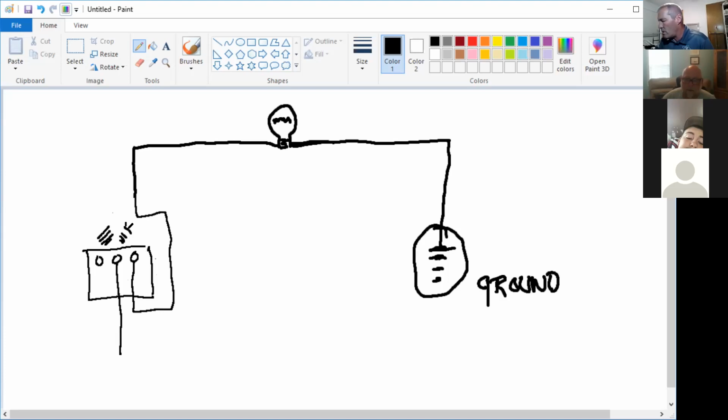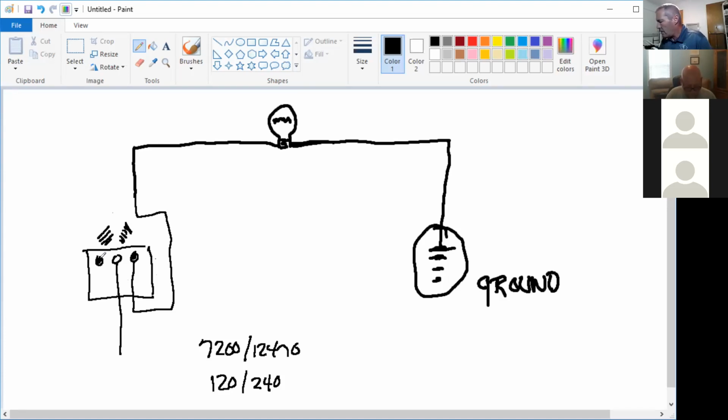On a normal 7200 volt transformer, remember what the nameplate said? 7200, 12470, and it had 120 over 240. Both energized legs combined would equal 240, but we're only going to be using 120. So I've almost got my complete circuit here. I'll show you how this works in the utility world.